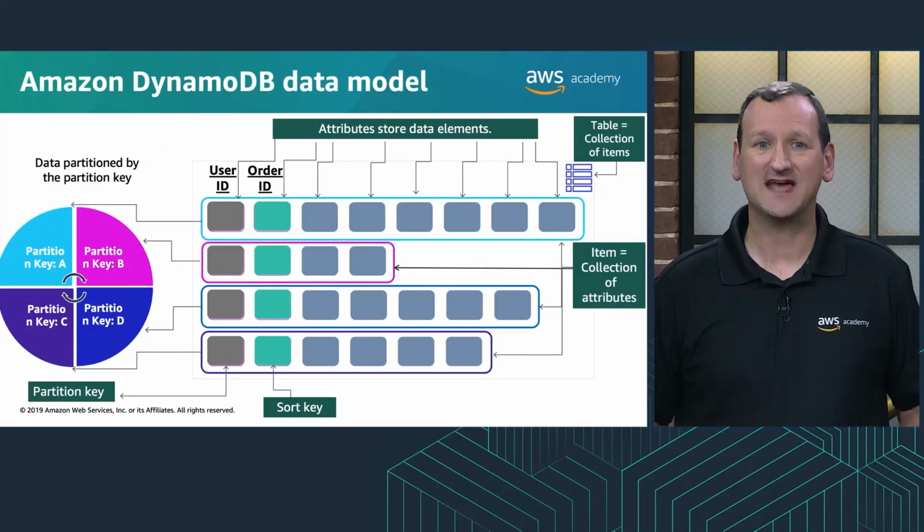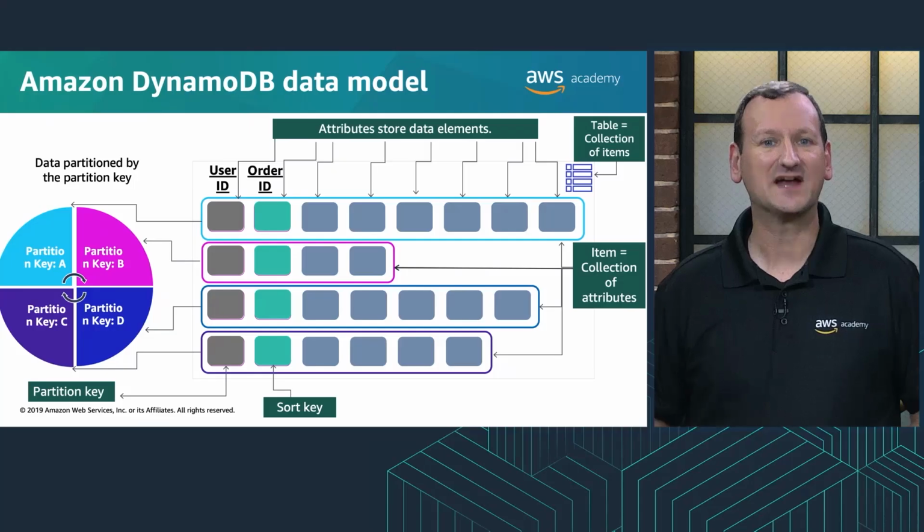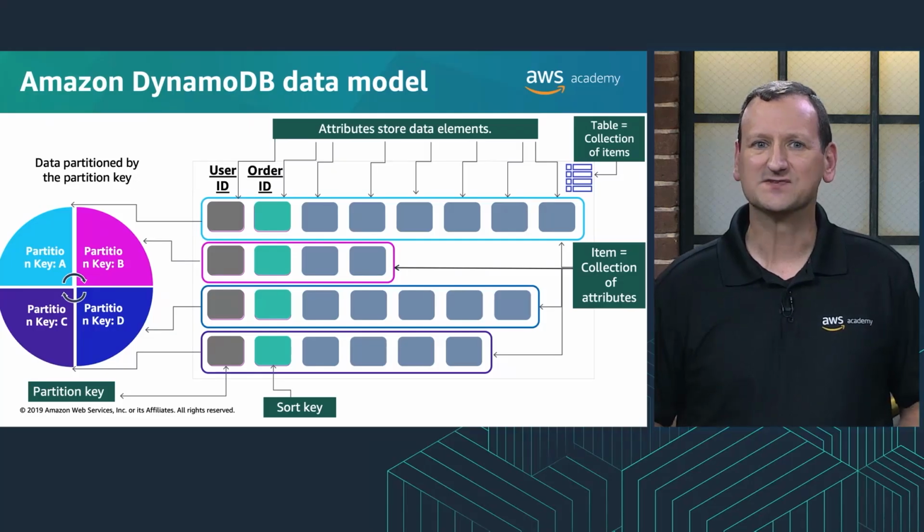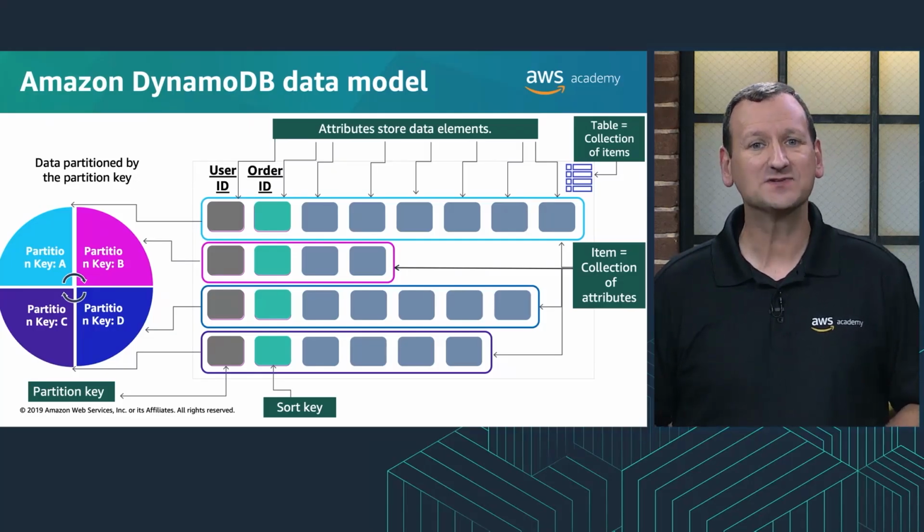DynamoDB stores data in tables, which contain items with attributes. You can think of items as rows in a relational database and attributes as columns.